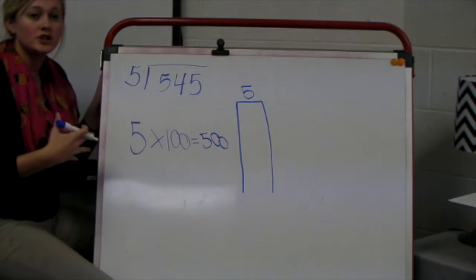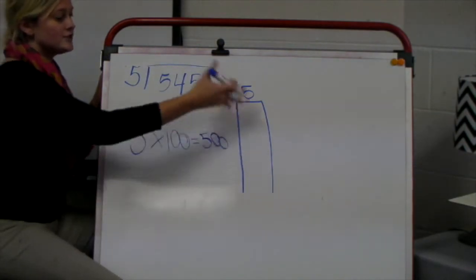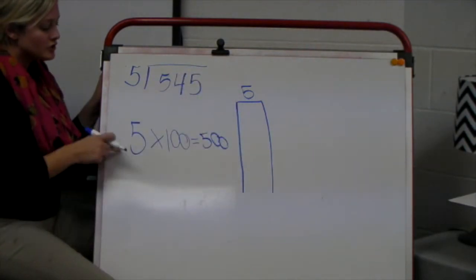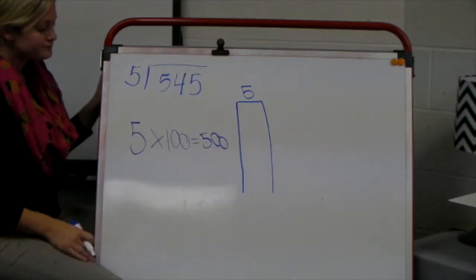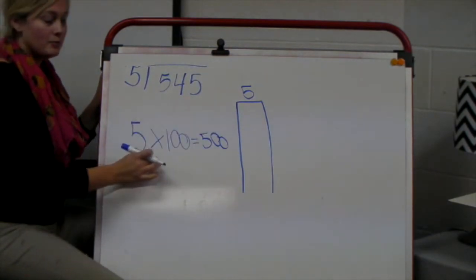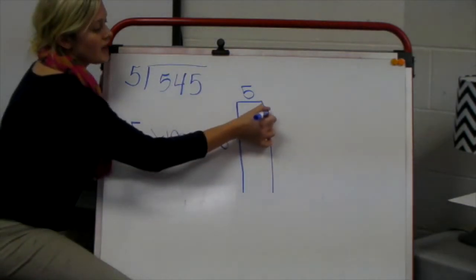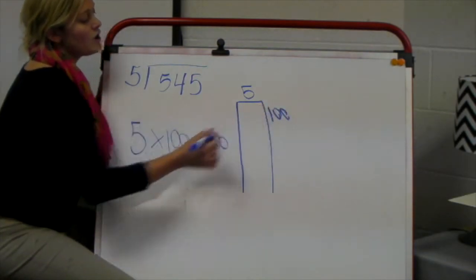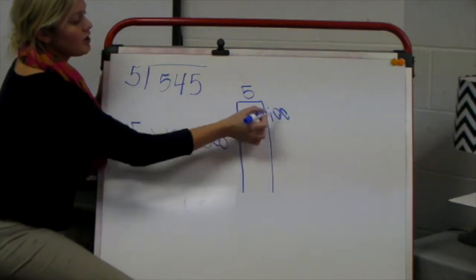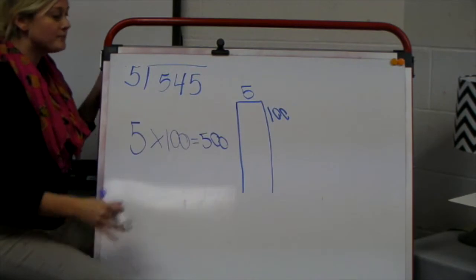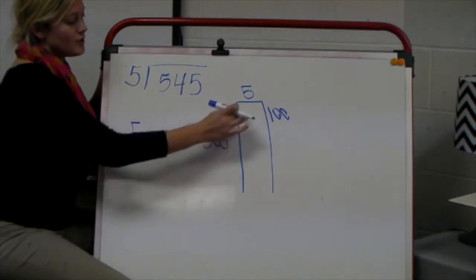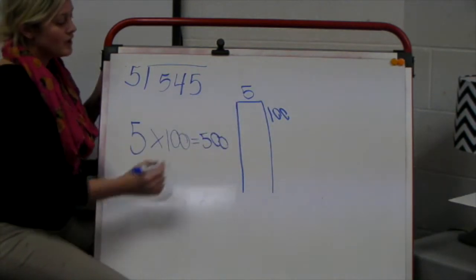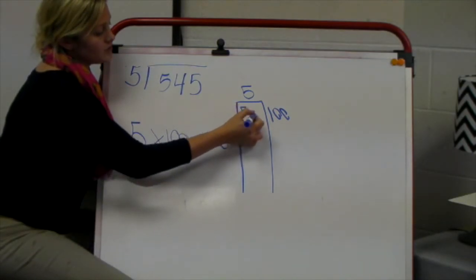Okay, here's the tricky part. Where do I put all these numbers in my area model? So the 5 is already on top. The 100, the number that I'm multiplying by, goes on this side. So all the numbers being multiplied by are on the outside of the area, and all the answers go in the inside of the area. So 500 goes on the inside.